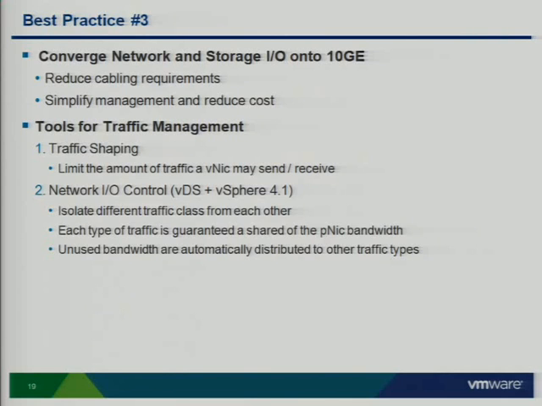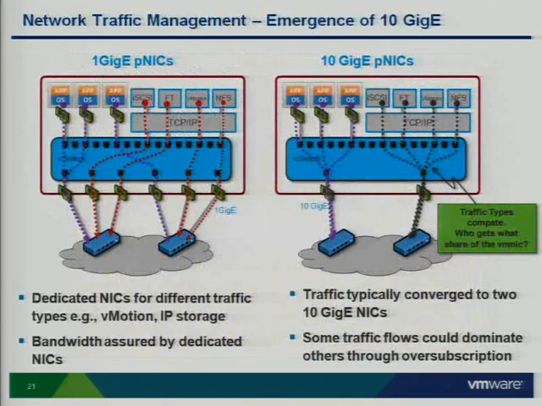And it can isolate different traffic classes from each other. For each type of traffic, a share of the physical NIC bandwidth is guaranteed, and unused bandwidth is automatically distributed to other traffic types. So that's the gist of that. And here's an illustration where traditionally you have a whole bunch of pNICs, 1 gig E NICs, carrying different types of traffic. And with 10 gig E, you converge it down to a pair of 10 gig E links.